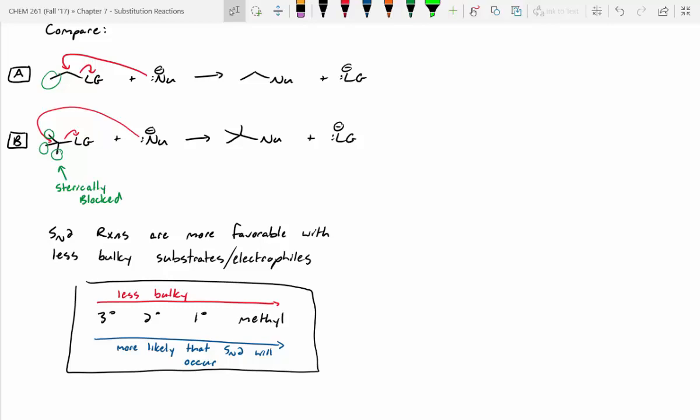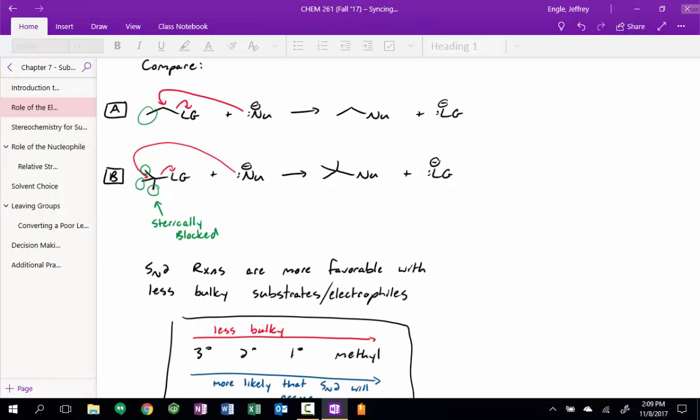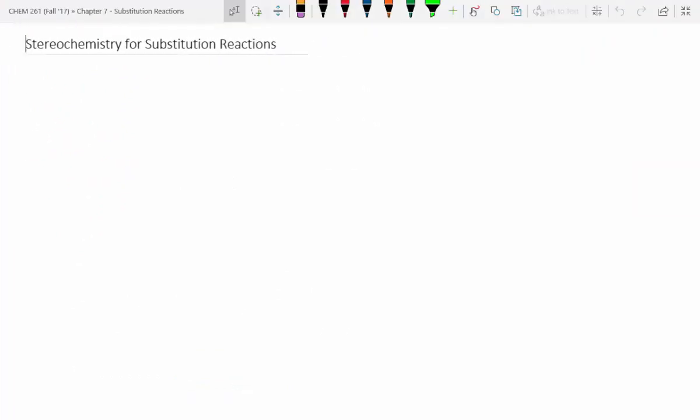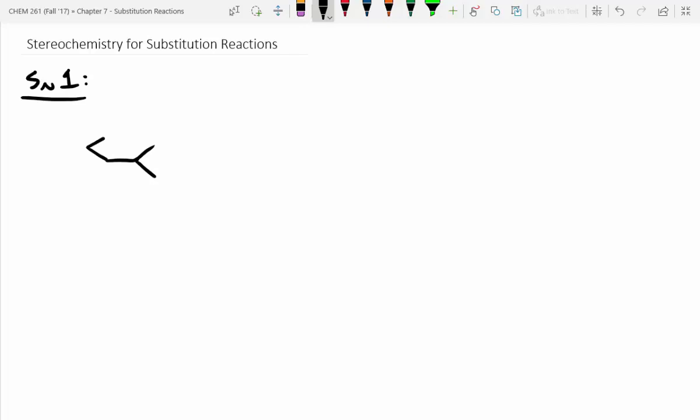All right, so there's a little bit more we have to consider with these attacks. So let's talk about the stereochemistry. So what's going on in terms of the stereochemistry if there is a stereocenter? So I'll give you guys a warm-up problem. And we're going to do an SN1 example first. Okay, for this warm-up problem, I want you to name this molecule. This one's a little trickier.